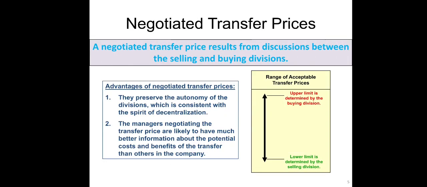Okay, now we look at the negotiation method. This is a method that can be used to set the transfer price when a segment within a business wants to sell its product or service to another segment. It is called the negotiation method. Negotiation method means the transfer price is set by negotiation between the selling segment and the buying segment.